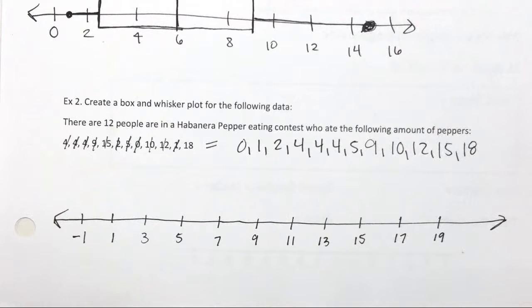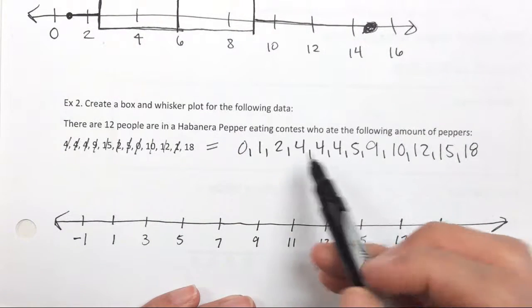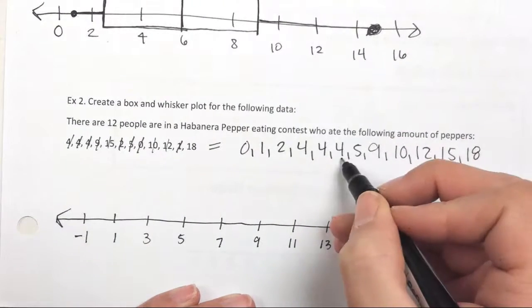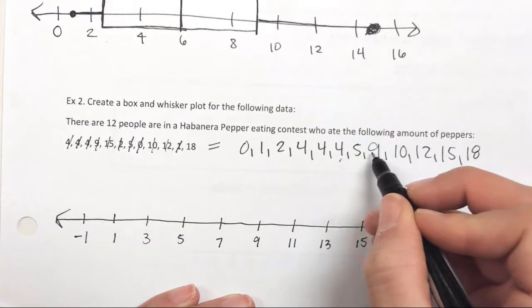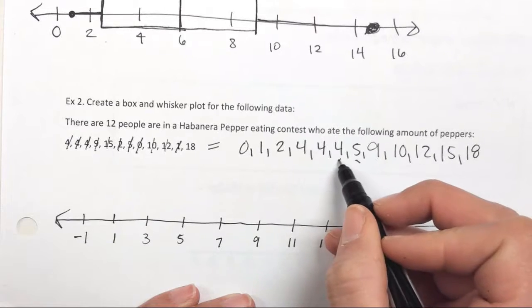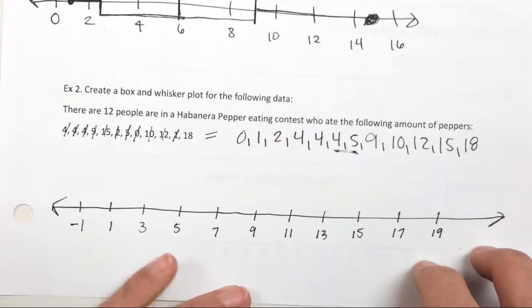Alright, now what? What do we find first? The median. Good, which is the middle, right? Tell me if there is one number that is in the middle. 4 and 5. Yeah, these two numbers are in the middle. There's not one directly in the middle, correct?